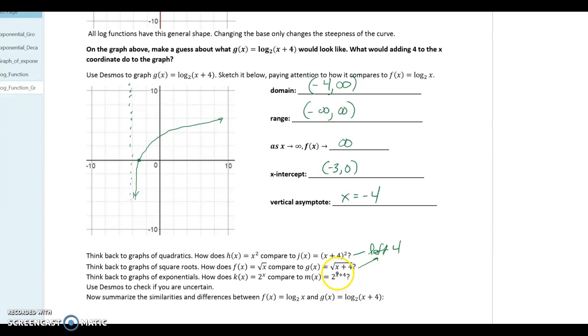Or when we did exponentials, my suggestion was always put that in little parentheses. It's up by the x, affecting it, think opposite. So again, that moves it left 4. So the same thing that we just checked here would also move it left 4. It's inside the parentheses by the x.